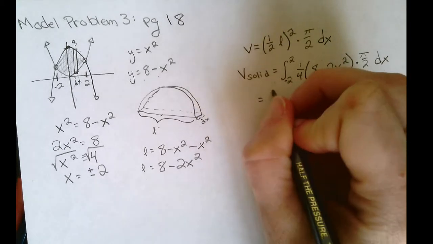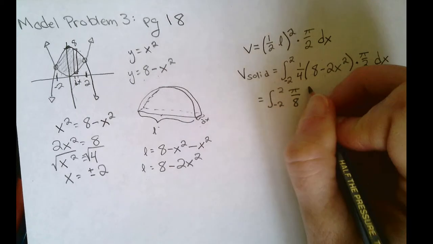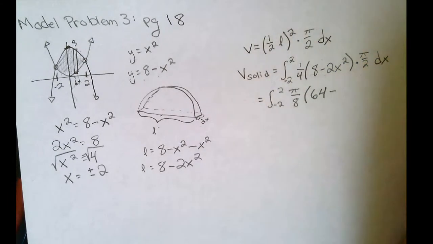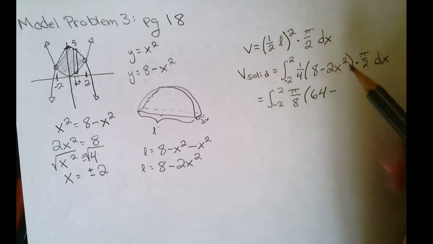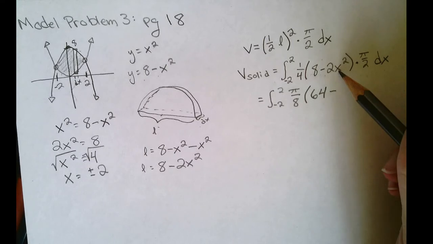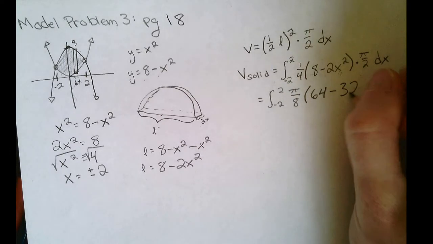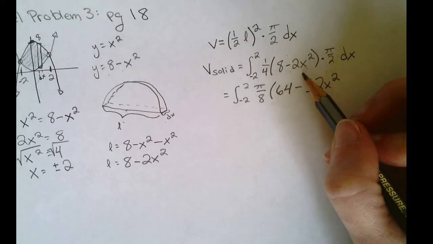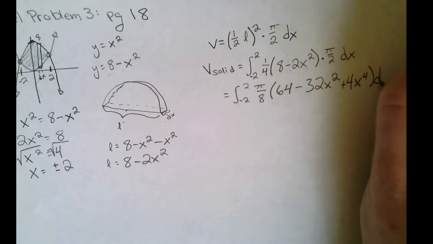So now we're going to have the integral from negative 2 to 2 of pi over 8. And that's times an 8 squared, 64, minus 2 times what these are multiplied together. So what I'm saying is 8 times a negative 2x squared, that's a negative 16. If I multiply that by another 2, that gives me my middle term here. So I'll have a negative 32x squared. And our last one is this negative x squared squared. So plus 4x to the 4th. And then our dx.